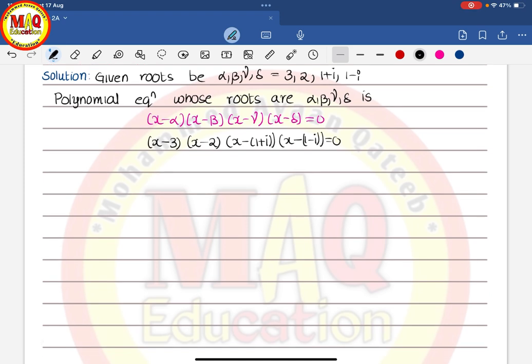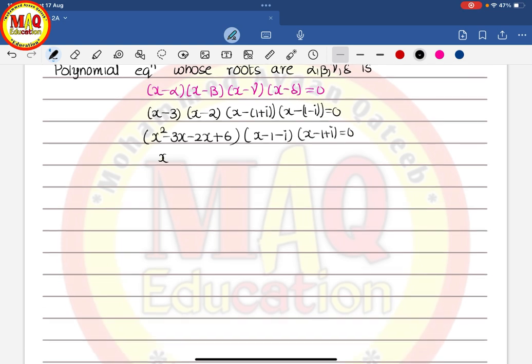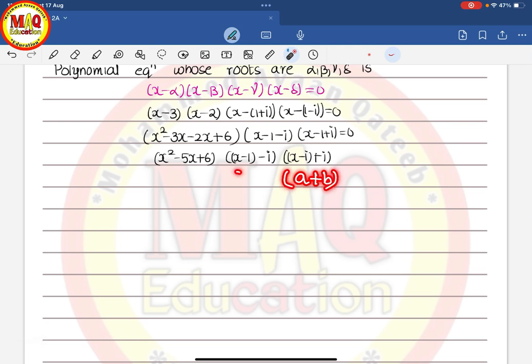So here what we'll get, multiply each term in this bracket, x square minus 3x minus 2x plus 6, into here what we'll get, x minus 1 minus i into x minus 1 plus i equal to 0. So here x square minus 5x plus 6, x minus 1 take it as in one bracket, minus i into x minus 1 plus i. So here you can see it is of the form a plus b into a minus b equal to a square minus b square. Here a value equal to x minus 1, b value equal to i.